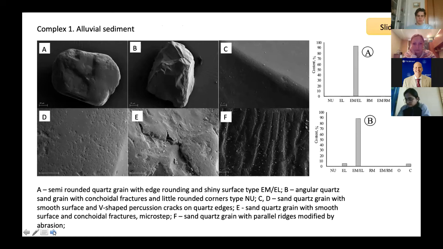is that the most common are abrasion features like V-shaped percussion cracks and crescentic gouges.